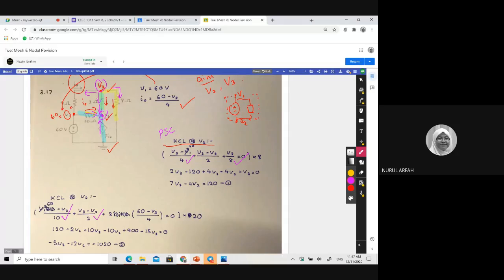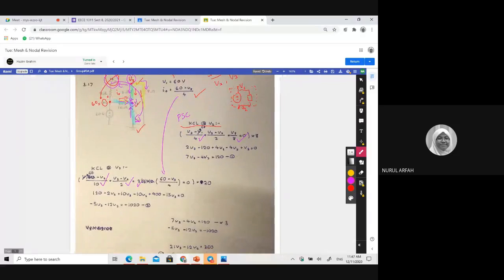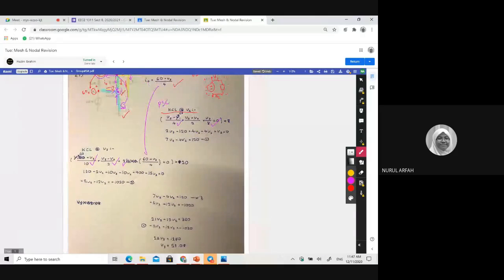And then you have 3 I naught. 3, this is 3. And then I naught is equal to 60 minus V3. But please, if you look at here, this is only 3 I naught. So I naught exists elsewhere in the circuit, which is here. So you have that I naught, then just substitute into the equation. Then you will get the answer. Okay, this is correct.